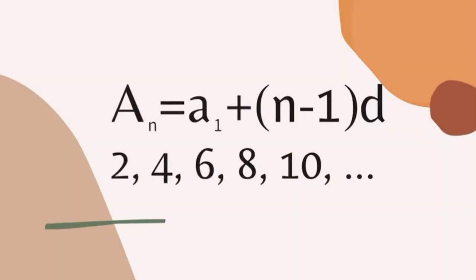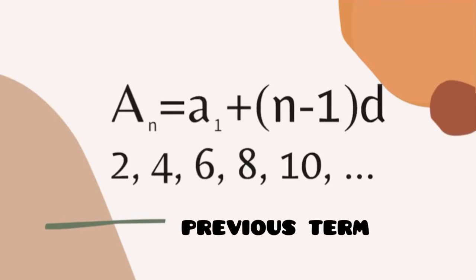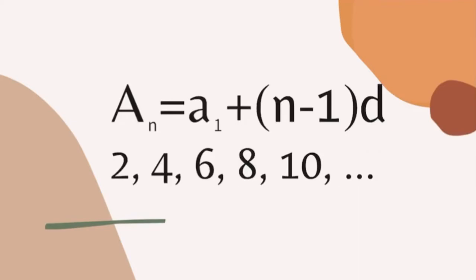Now that we are using the explicit formula, we don't have to be concerned about having the previous term since it won't be needed in the formula. Let's say that we are finding the 10th term from this sequence. First, we have to get the first term, which is 2. Then, find the common difference, which is 2. Following the formula, we will get 2 plus 9 times 2 equals 20.